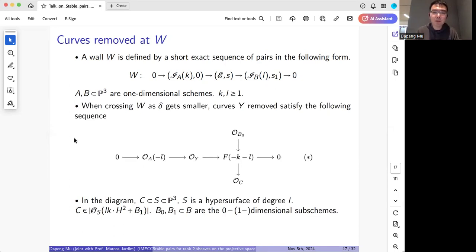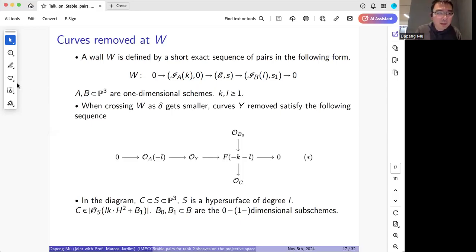So we figure out the following result. Suppose we cross this wall W from right to left as delta gets smaller. Then curves Y that satisfy the following diagram, which I call diagram star, will be removed. So the curves corresponding to W satisfy the following diagram. Let me explain a bit what this diagram means, some notations.